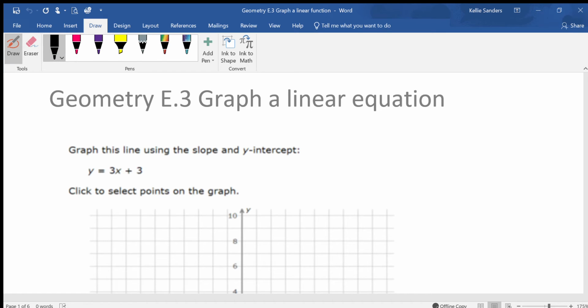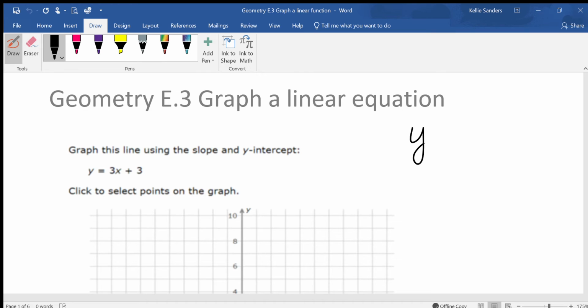Geometry E3, graph and linear equation. Today we're going to be graphing these lines. You learned how to do this in Algebra 1, but we're just going to pick back up and try to do it a little bit better, a little bit faster, and understand what's going on.